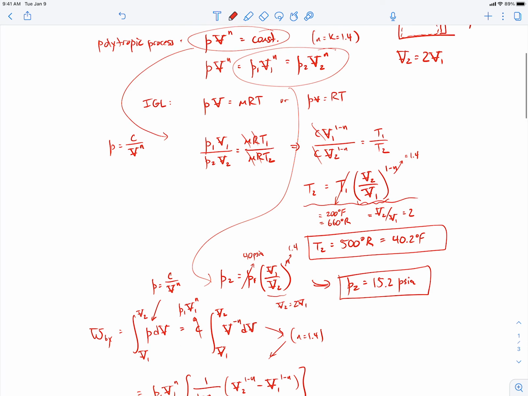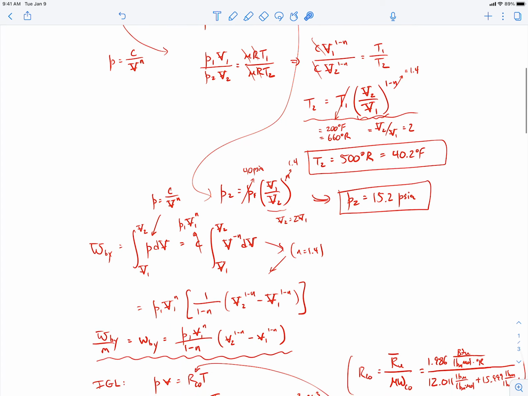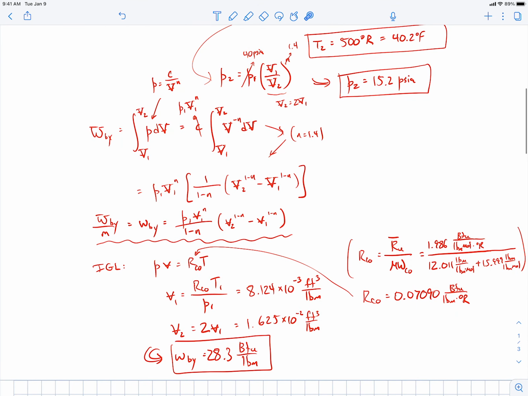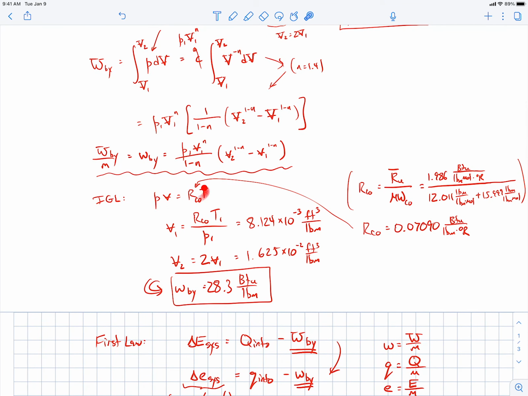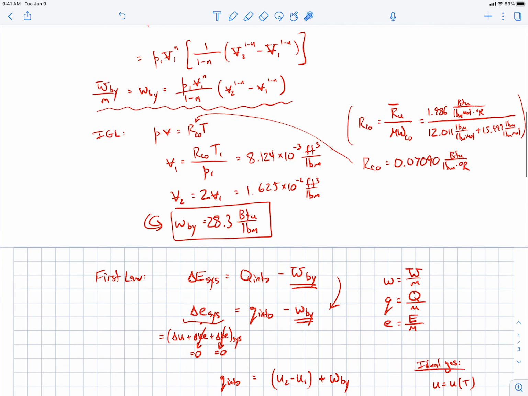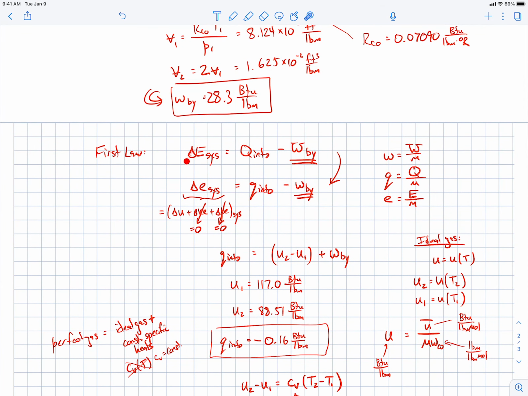Just a quick recap. We made use of the polytropic process expression and the ideal gas law. We had to be careful of unit conversions. We did PdV work, knowing that we're dealing with a polytropic process. We also made use of the ideal gas law here, finding the gas constant using the universal gas constant and molecular mass. And then we also made use of the first law to find the heat transfer per unit mass, as well as using the ideal gas tables. All right, so we'll end the example there.